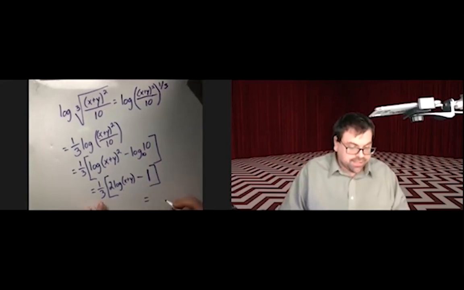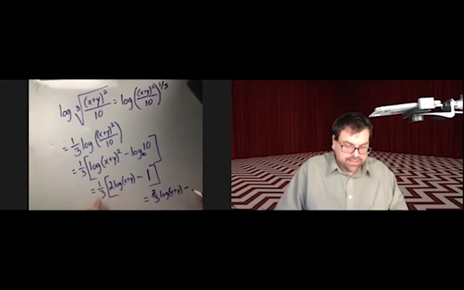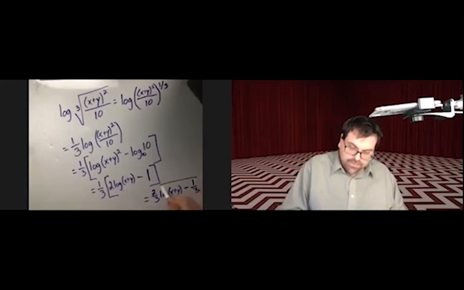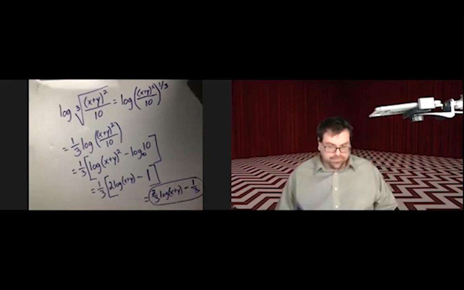And finally, just multiplying it together, 1/3 times 2 is 2/3. Log of x plus y minus 1/3 times 1, minus 1/3. And we can't break up log of x plus y anymore because it's not log of xy. If it was log of xy multiplied, then we would make it a sum. But there's no log rule for the log of x plus y.